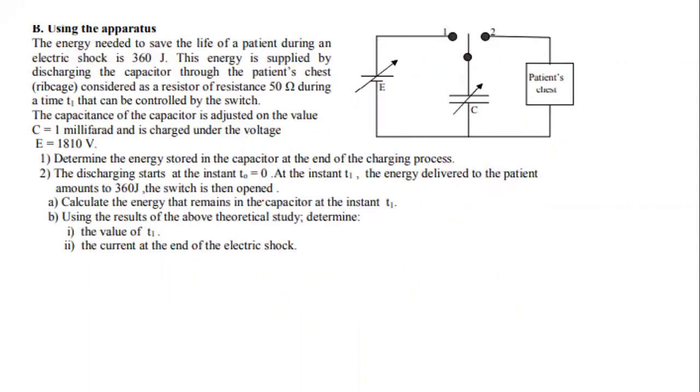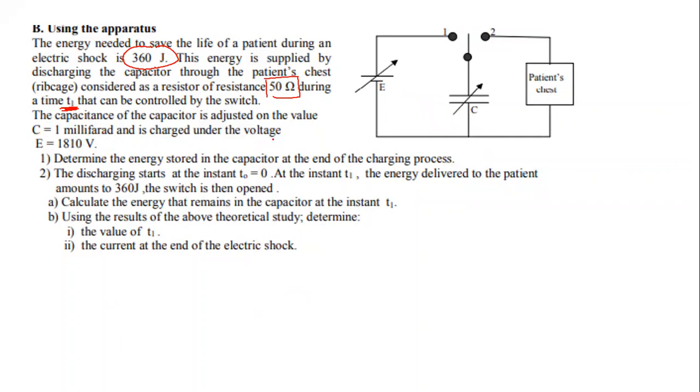The energy needed to save the life of a patient during an electric shock is 360 joules. This energy is supplied by discharging the capacitor through the patient's chest. Consider a resistor R equal to 50 ohm during a certain time T1, which can be controlled by the switch. The capacitance of the capacitor is adjusted to the value C equals 1 millifarad and charged to the voltage E equal 1810 volt.